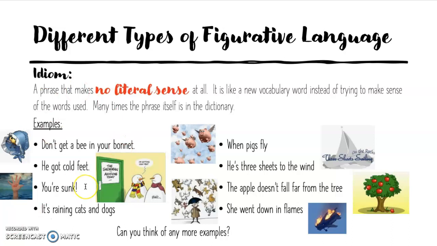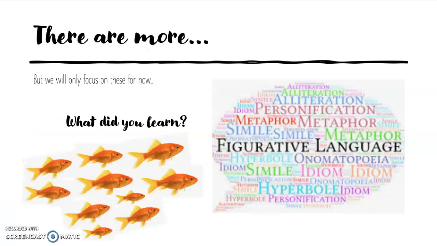So those are just some idioms. There's a whole bunch, and I hope that you can think of more because these make writing really interesting to read. All right, so there are more examples of figurative language. There's alliteration that we didn't go over on this, but I think I've gone over in a different presentation. There's onomatopoeia, and so you can look that up if you want to. There's a whole bunch of other figurative language, but those are all we're going to focus on for now.